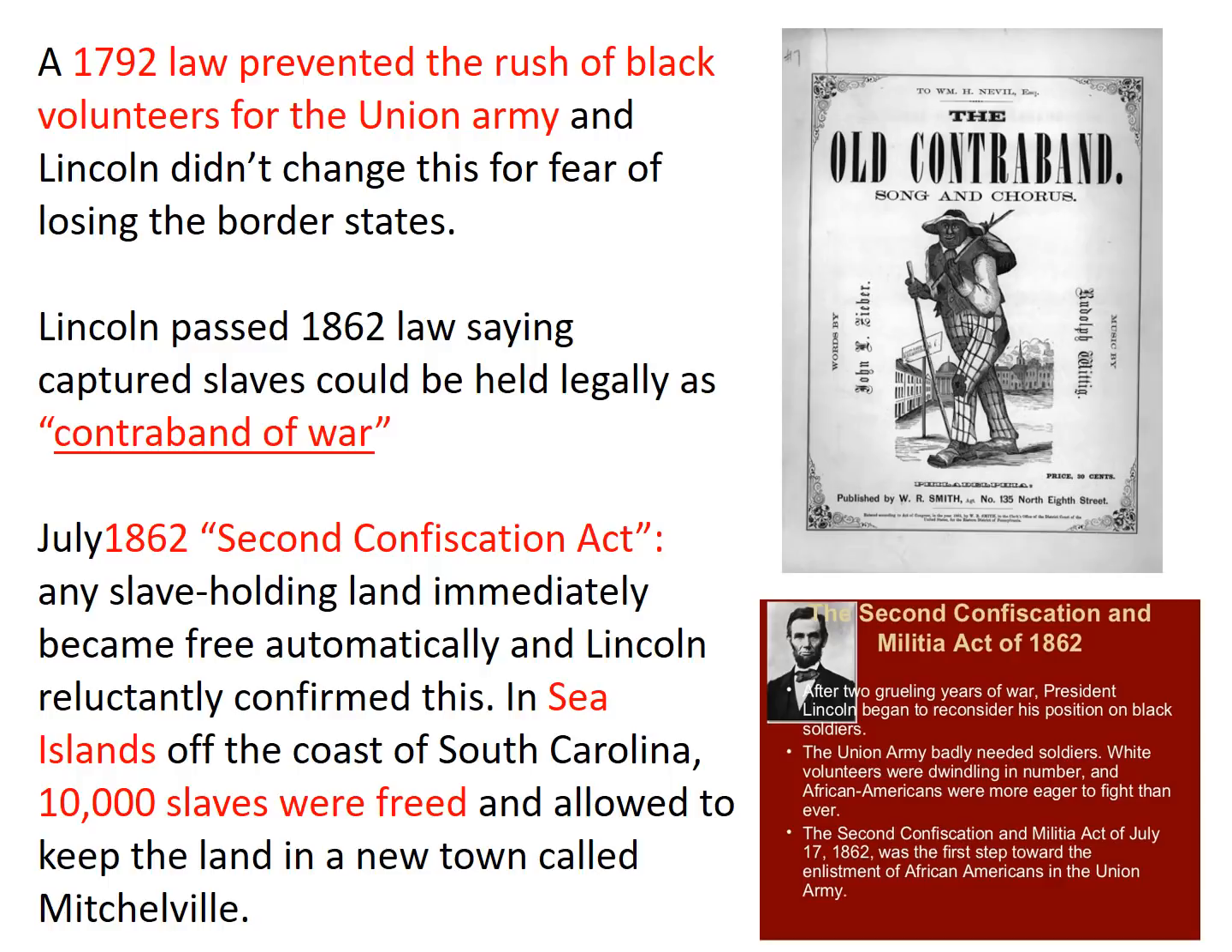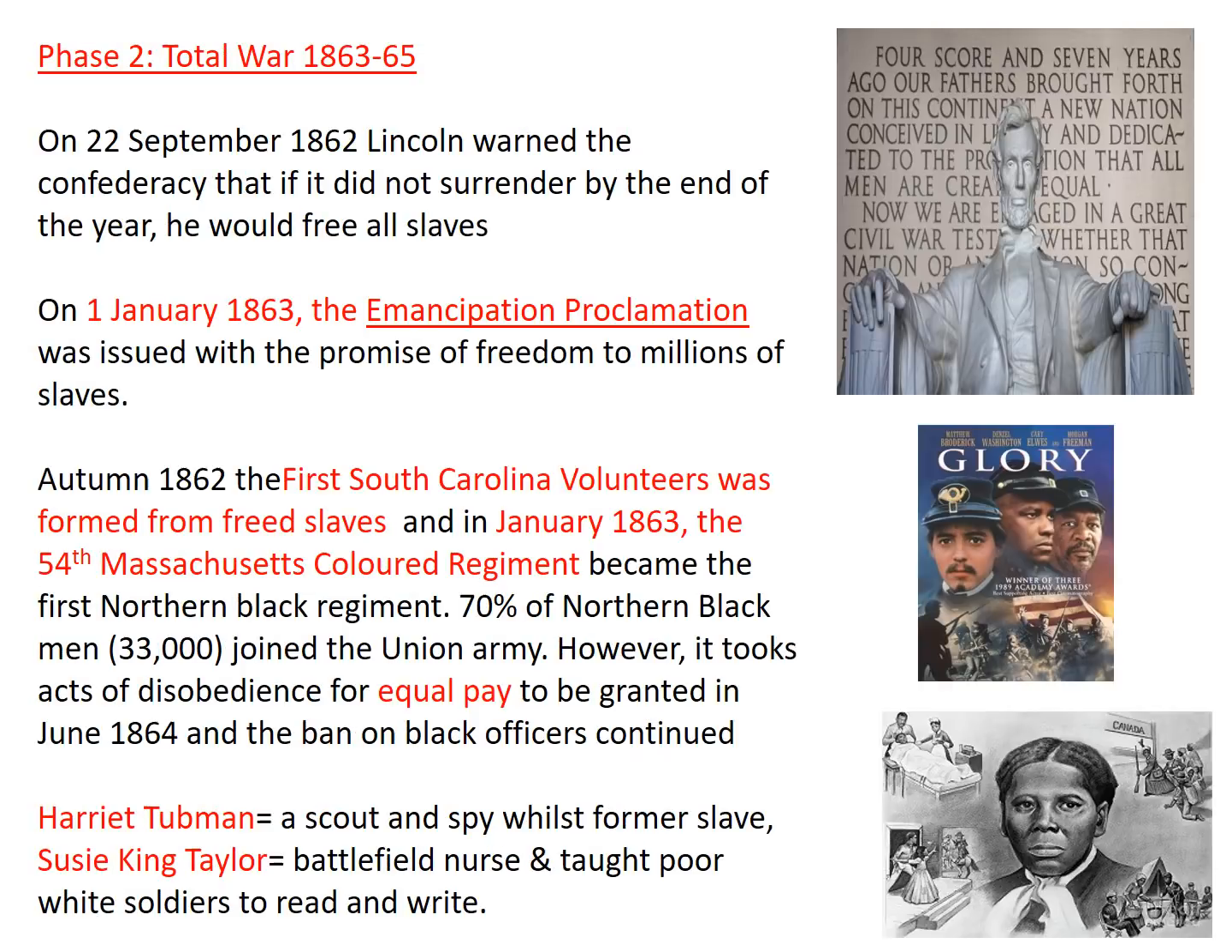We get a little bit of the first fight back. In 1861, we get a law saying that captured slaves could be held legally as contraband of war. The South disputes that, but the North says, yep, we've beaten you, they're your property, we can take them as part of our taking of your property, and therefore it's allowed. In 1862, we get the Second Confiscation Act, meaning slave-holding land automatically becomes free. So the North's winning this war, and they're taking the land back. So in the Sea Islands off the coast of South Carolina, 10,000 slaves are freed and form a new town called Mitchellville. So we get, at the moment, the North winning the Civil War and taking land off the South.